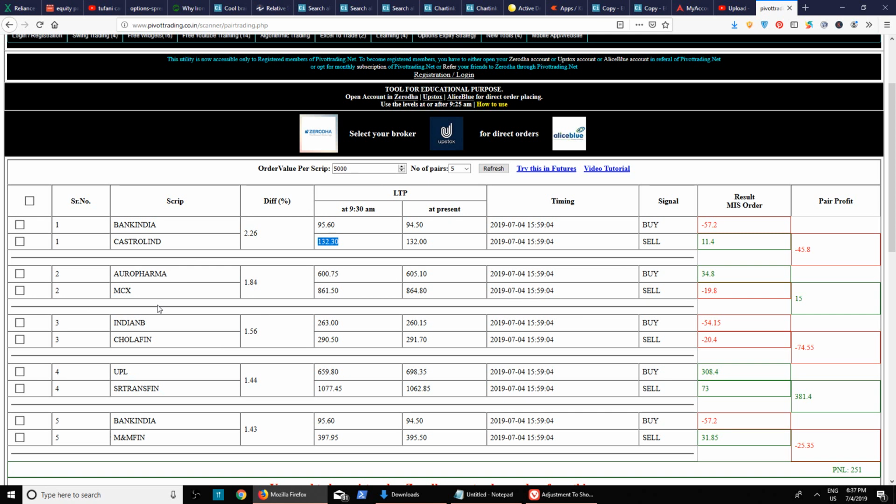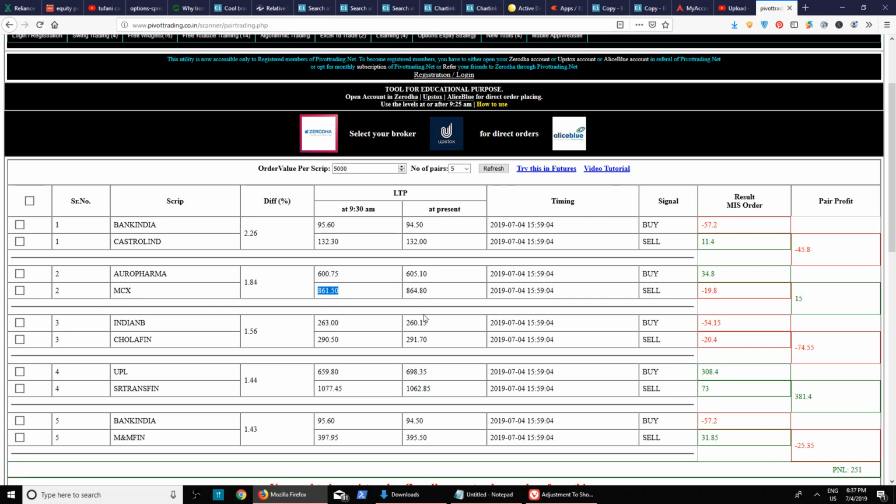Another pair would be Oro Pharma and MCX. You take a buy position at 9:30 on Oro Pharma, and it closed at 605. You take a sell position on MCX at 861. It closed at 864. So that one would be 5 points profit, 4.5 points, and another would be 3.3 points.